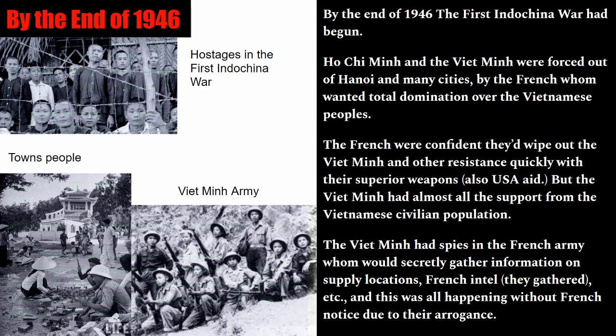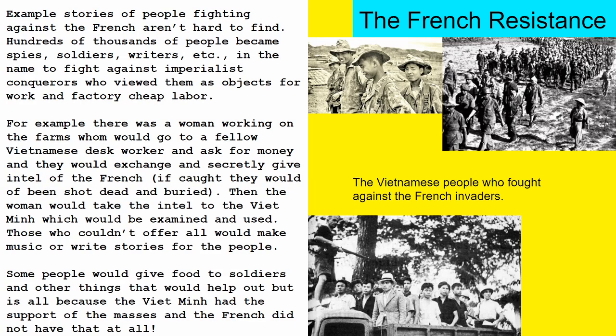The arrogance of the French sort of was their downfall. If they were less arrogant, they might have actually been able to overpower them with the weapons that they had, but they were, again, extremely arrogant and full of themselves, and they thought they'd wipe them out in an instant. So, the French resistance. There actually is French resistance, because they're so like the people trying to take them over.